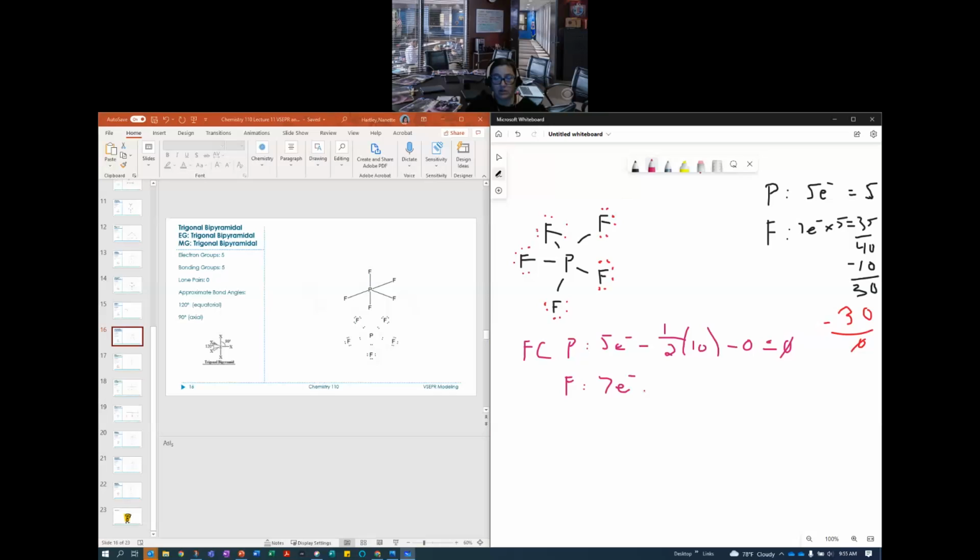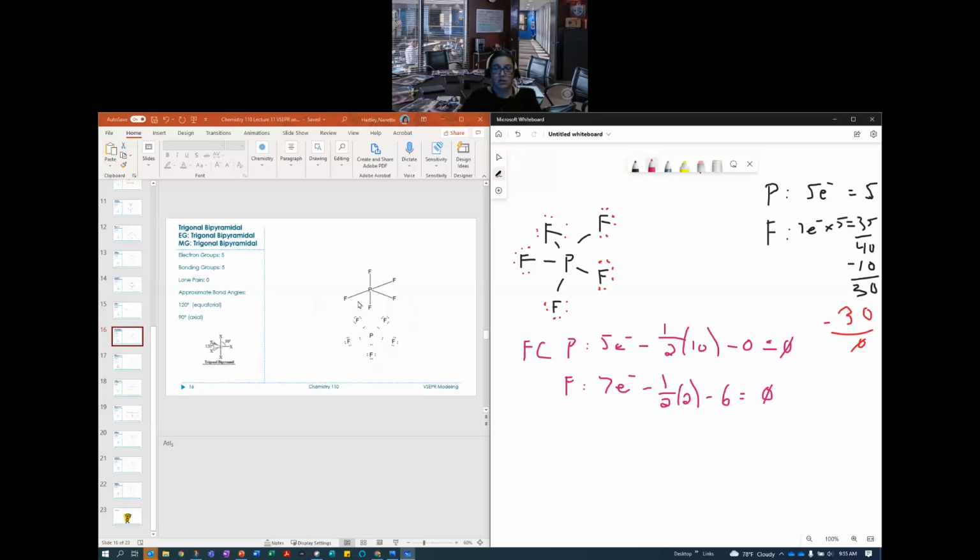I have 7 electrons. I'm then going to take half of the bonding electrons. There are 2 bonding electrons between each P and F. I have 6 non-bonding electrons in each. So that gives me a formal charge of 0 for the F as well. All right, no formal charges, happy structures.